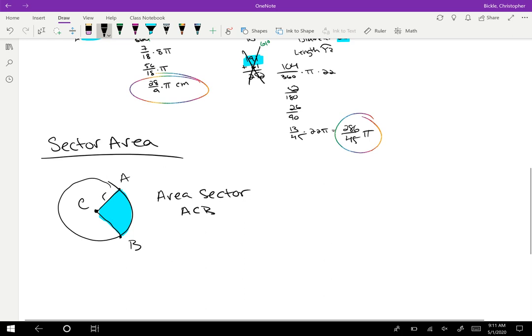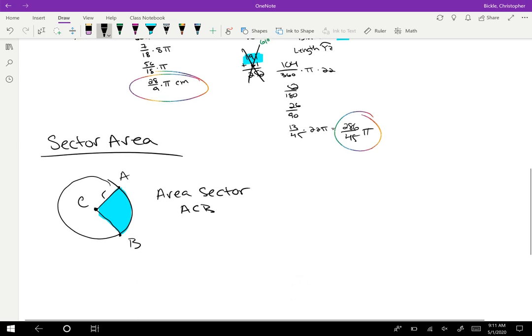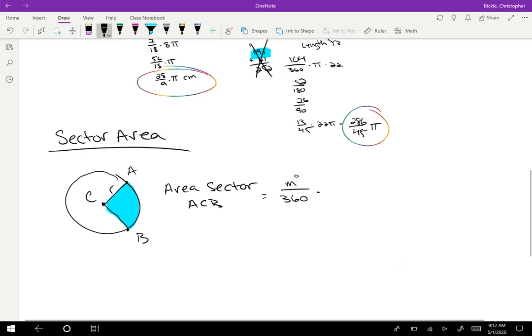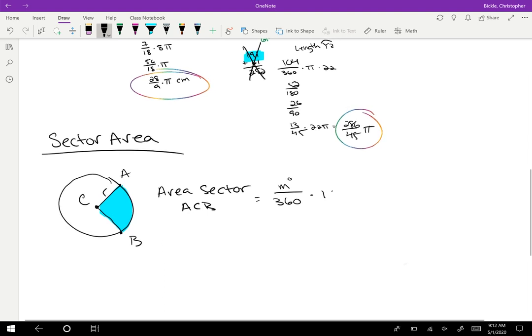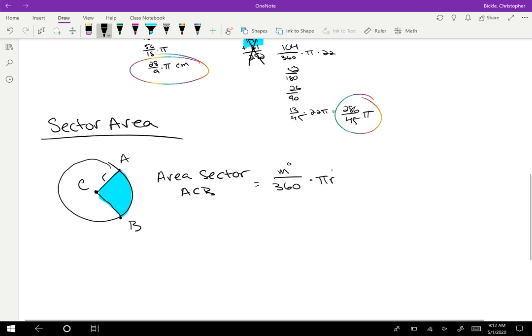So if this is my radius R, all I have to do is take what the normal area would be, which is pi r squared, and take whatever portion of the circle I'm looking at. So I look at the measure of my angle in degrees over 360. The only thing that changes between sector area and arc length is that instead of using the formula for circumference, we're using the formula for area. So when they're asking you to find something on the inside, we're using pi r squared instead of 2 pi r. Okay.